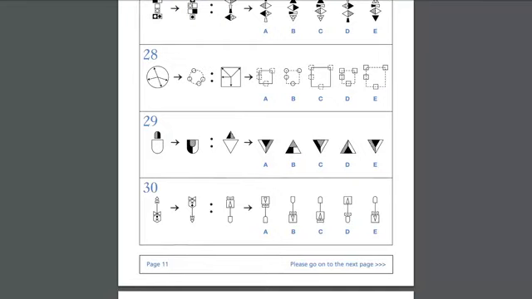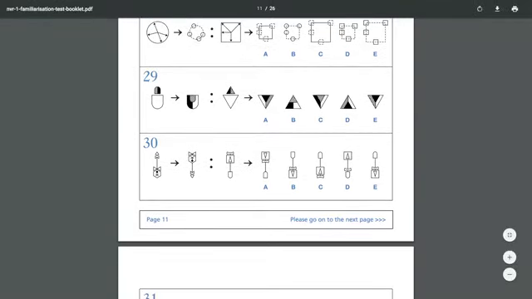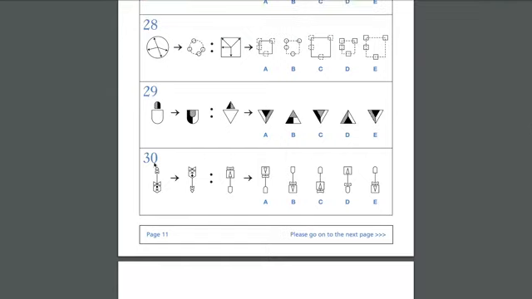28, yeah, that was an easy one. 28 is A. What about 29? If you look at 29, the same thing is happening. The shapes that are on the top, they come in the middle. They make a new shape, they come inside. So we need to look at the shape that's inside in 29.